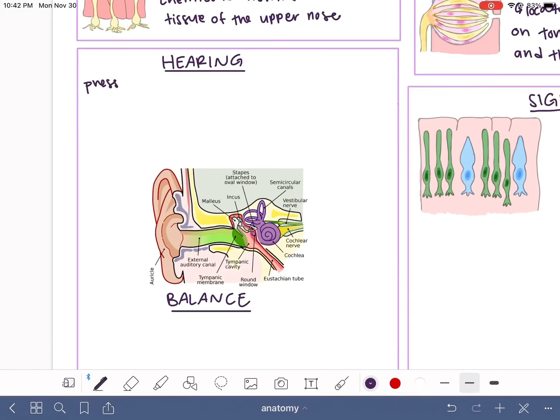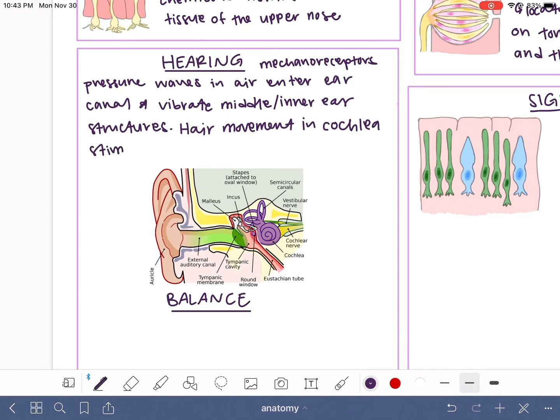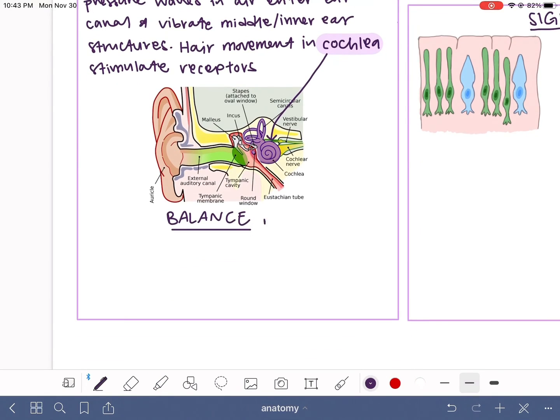We have hearing. This sense of hearing is also due to mechanoreceptors in our ears. Pressure waves that are in the air enter our ears and they start vibrating all the different things like the eardrum and the little bones, and that makes its way to the cochlea, which has little hairs in it. And when those hairs move, they stimulate mechanoreceptors, which send that information to the brain, which can then translate it to sound.